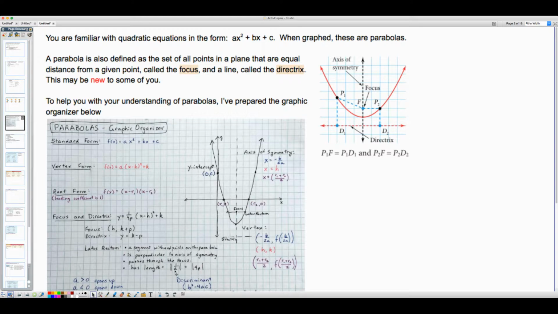Now, 1 over. So you may not be used to this. You're used to seeing A here and 1 over 4p, where p is the value we'll be looking at shortly.